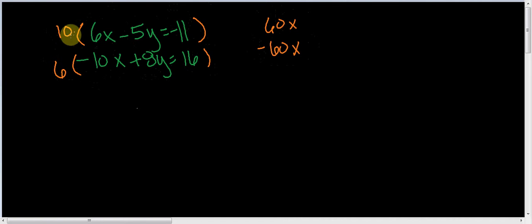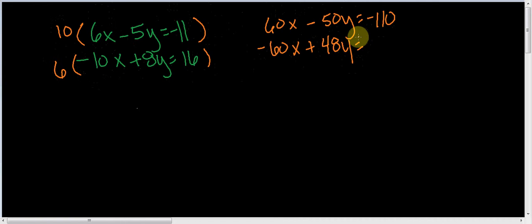Okay? Now I'm going to go ahead and keep my work that I have right here. I have 10 times 6x is 60x. 10 times negative 5y is negative 50y. 10 times negative 11 is negative 110. Down here I have negative 60x. I have 48y when I multiply. And I have 60 and 36, which is 96 when I multiply right there.